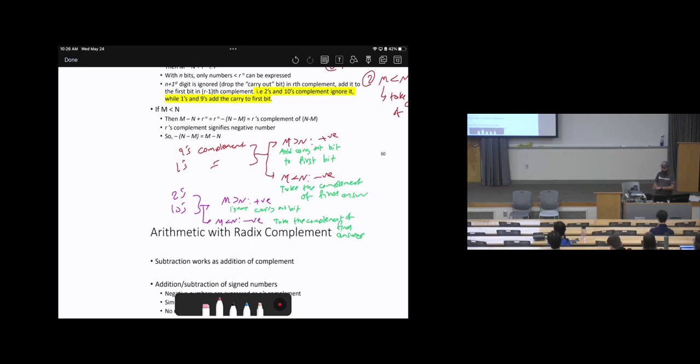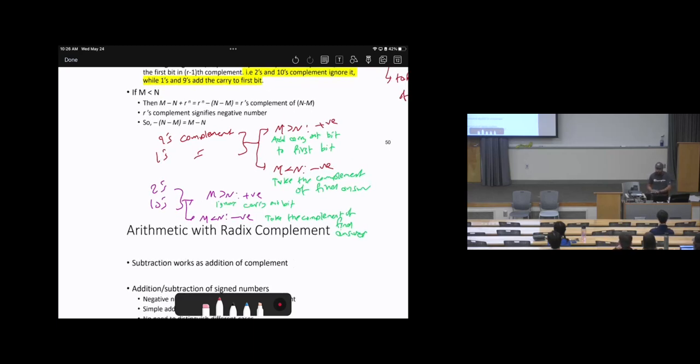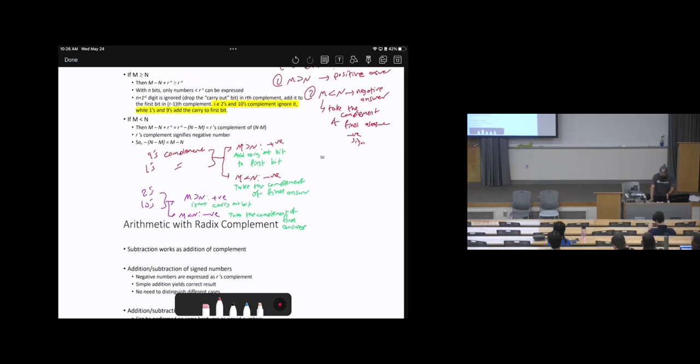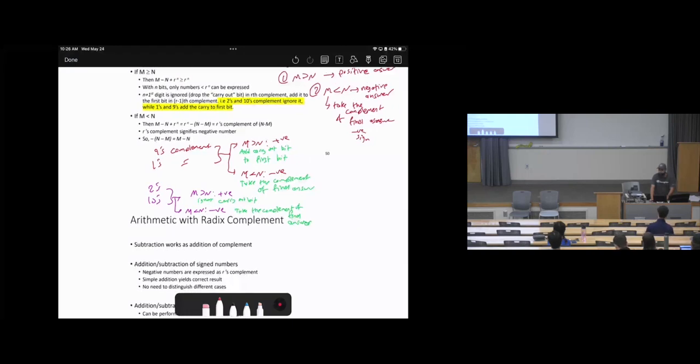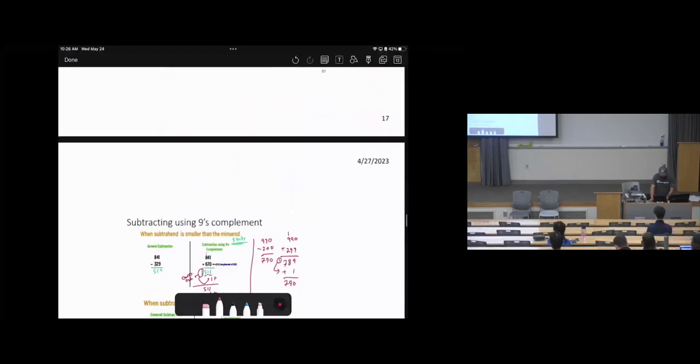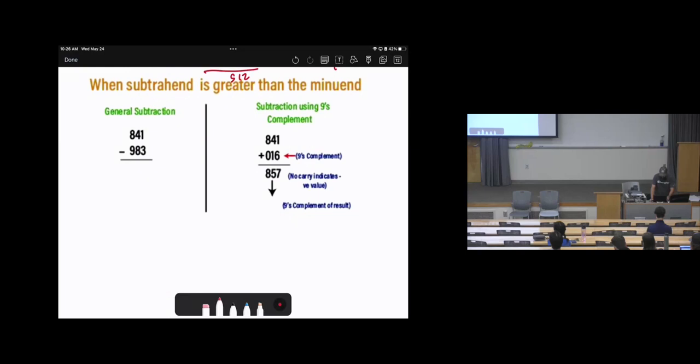You can see the recording in case you need to go back to it in the future. So basically, take the complements. That's how we do the subtraction. That's how the computer does the subtraction actually. Any questions? Okay, let's go to the other.